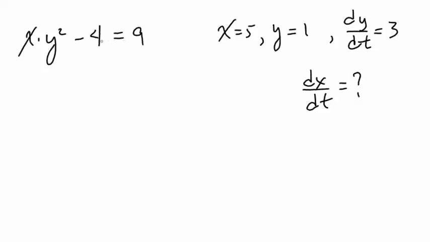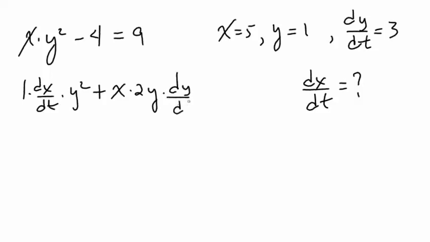Alright, now let's go ahead and take the derivative. We've got a product here. That means we take the derivative of x, which is 1, and then we write dx over dt times y squared, rewriting this, plus, and then we rewrite the first function, and the derivative of y squared is 2y, but then we must write dy over dt. Then we take the derivative of this part, and that's just 0, and the derivative of 9 is 0.